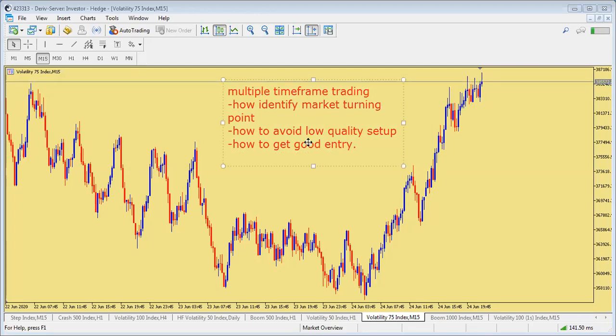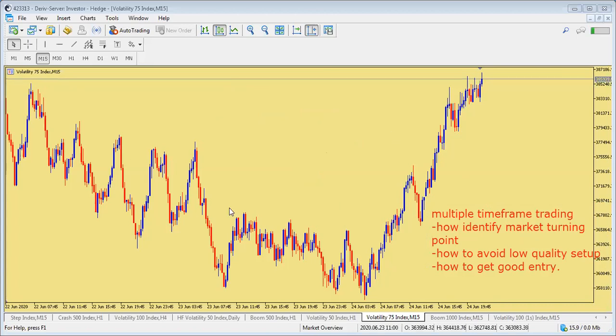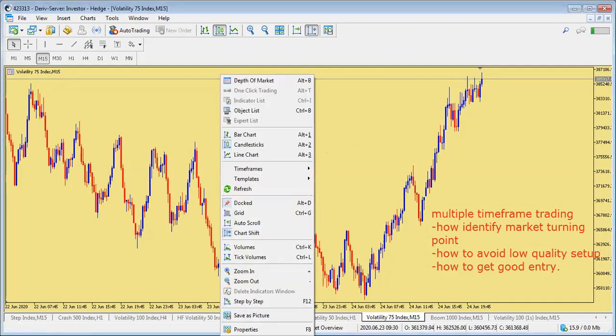You have to be able to identify the highest market turning point. Let's take it one after the other. We are going to look at how to identify market turning points. Let's say our main asset is VIX 75, as an example.